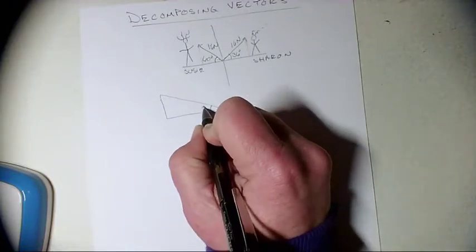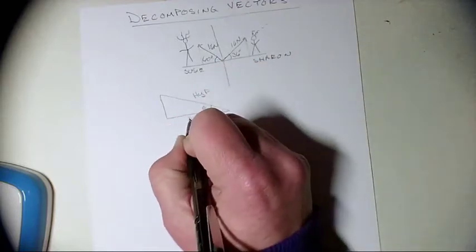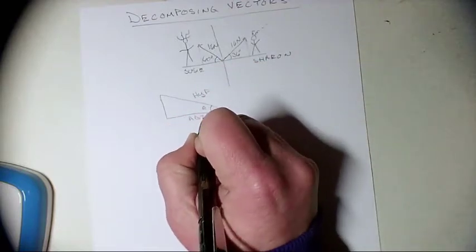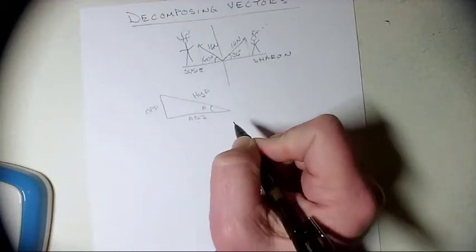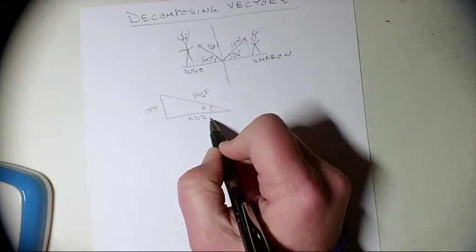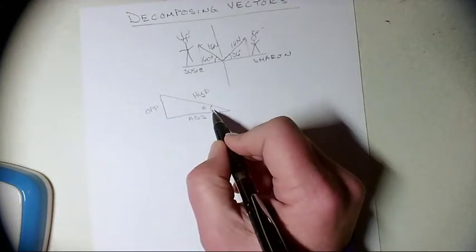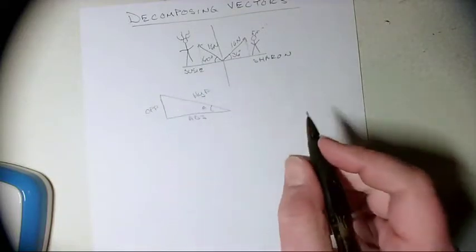We're going to call this angle theta. This is the hypotenuse. This is the adjacent side to this angle. And this is the opposite side to this angle. It's important to emphasize it's to this angle. So this is not always the adjacent. This is not always opposite. It's just when we're looking at this particular angle.